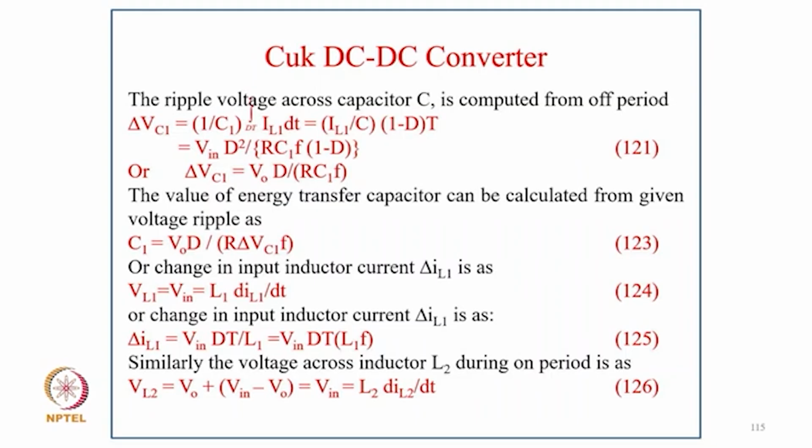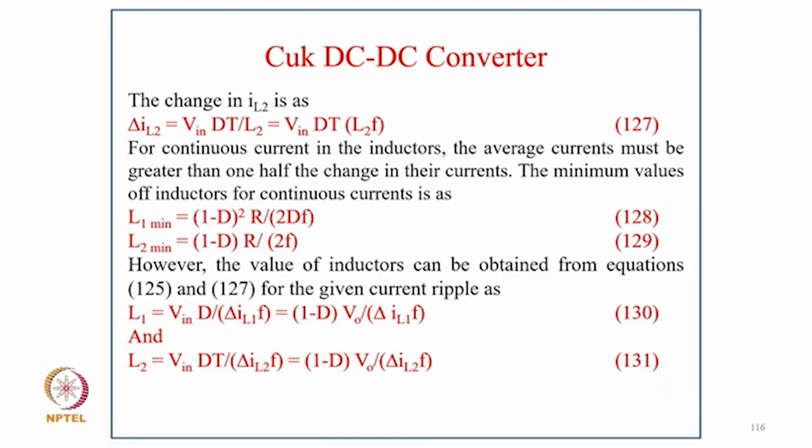The change in input inductor current: VL1 equal to Vin equal to L1 delta IL1 upon dT, so delta IL1 equals Vin d T upon L1, which is Vin d upon L1 f. Similarly, the voltage across inductor L2 during the on period is VL2 equal to Vc1 minus Vo, or equal to Vin, and that is L2 delta IL2 upon dT. So the rate of change of IL2 is delta IL2 equal to Vin d T upon L2, or Vin d upon L2 f.